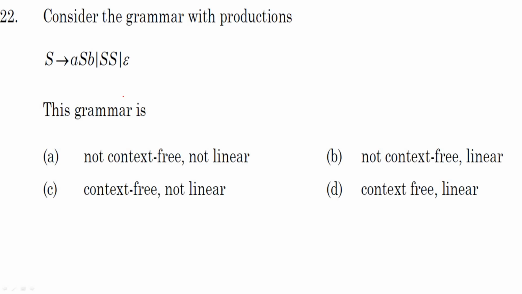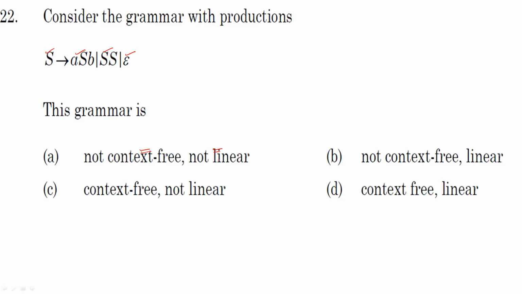The 22nd question is: consider the grammar with three productions, S implies ASB, S implies SS, and S implies epsilon. Here we have three productions in our question, and we have to tell whether the grammar is context free or linear, or not.